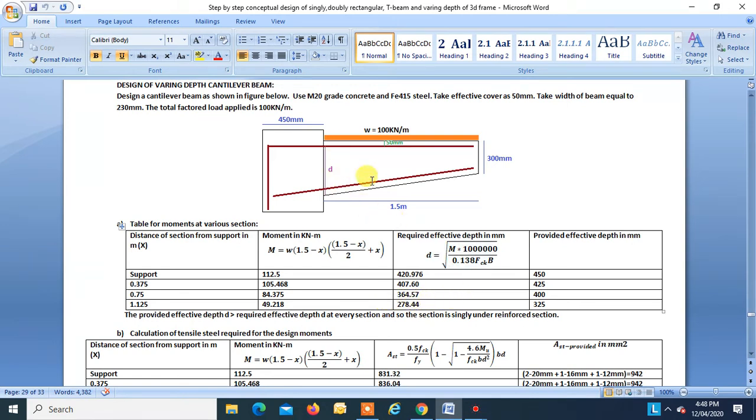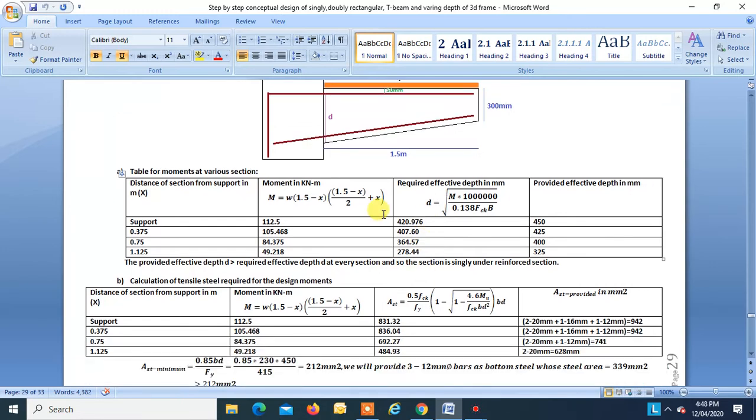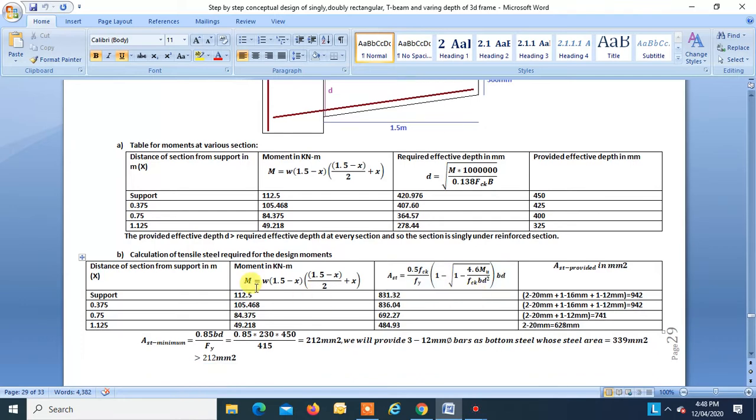So at all the sections we can see that our section is found to be under reinforced. The provided effective depth is greater than required D at every section, so the section is a singly reinforced rectangular under reinforced section. So we can use this formula for finding the AST.